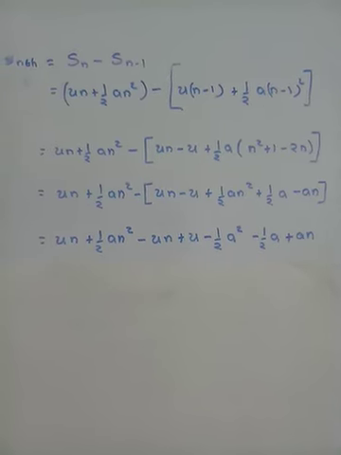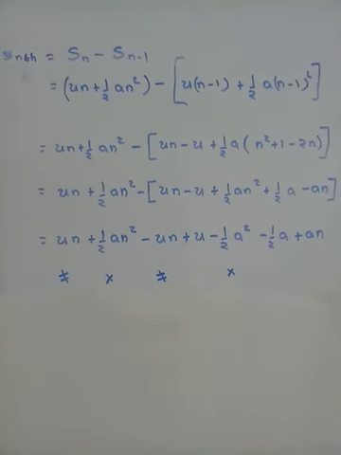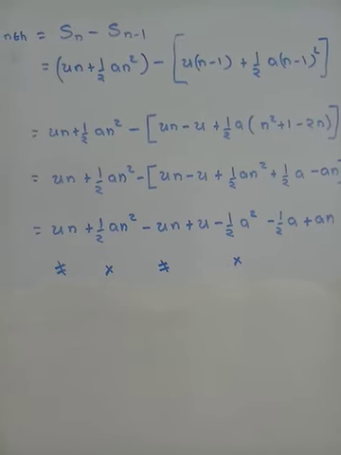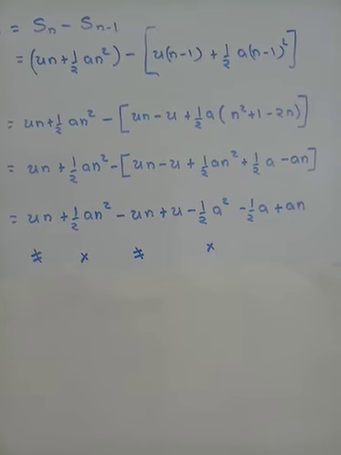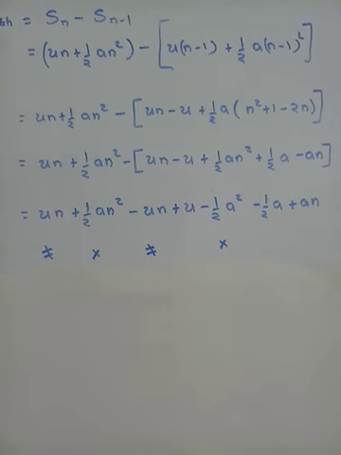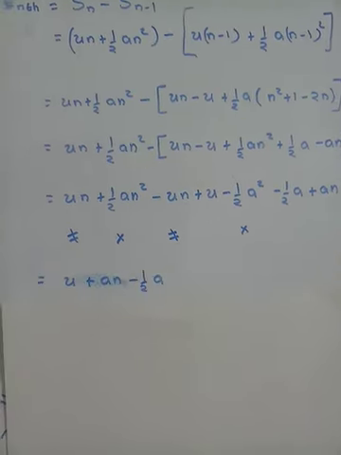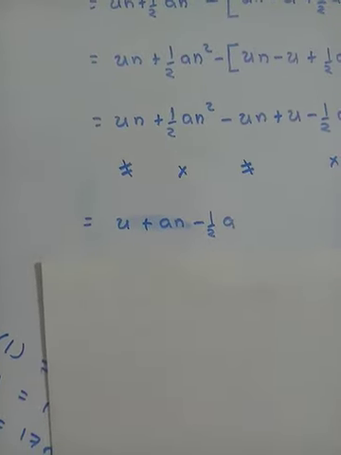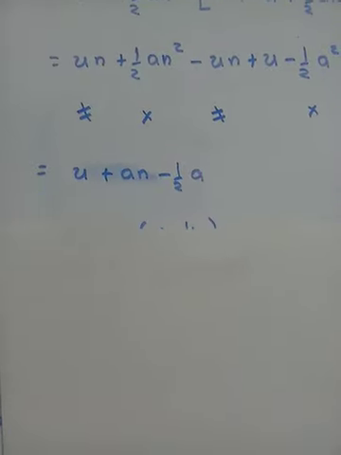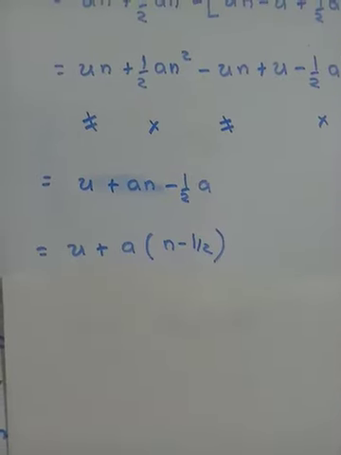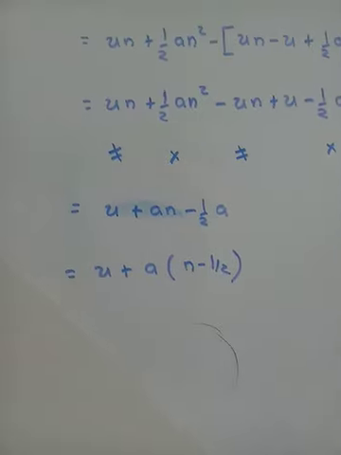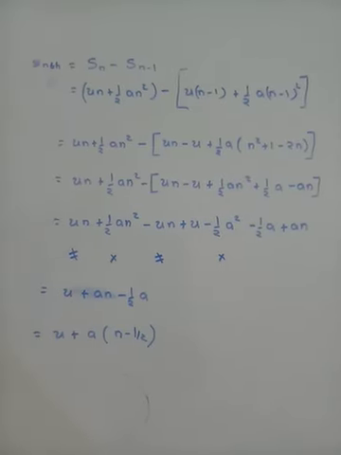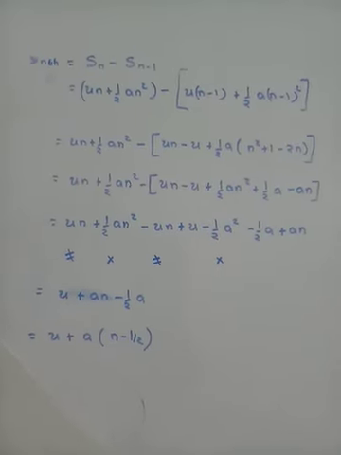Now in this term there are cancellations. You can see un cancels with minus un, half an square cancels with minus half an square, and these are the terms that remain: u plus an minus half a. The last step is the concluding step, that is taking a common. This is how the actual derivation goes. This is what we have actually derived.